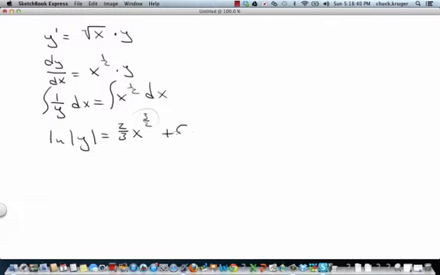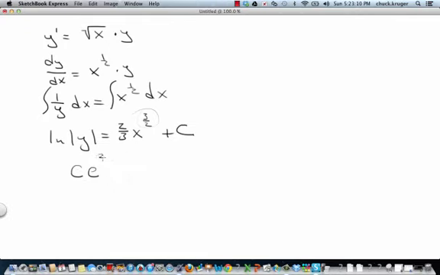plus c. And now I'm going to have c e to the 2/3 x to the 3/2 power is equal to y.